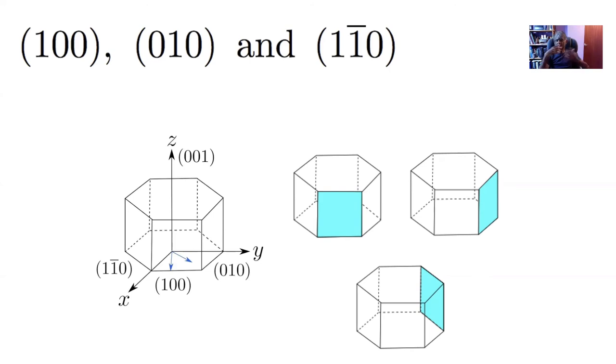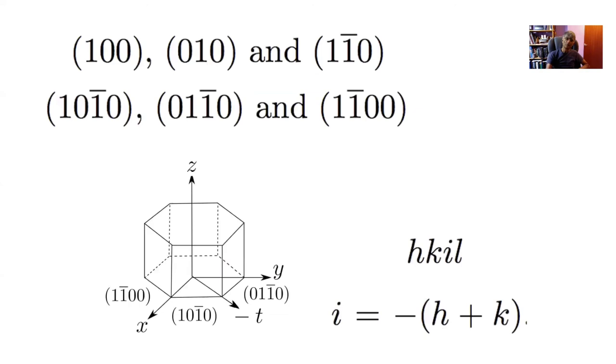Okay, and that is a little bit strange, because when we write the form 100, we mean this, this, and something with different indices, different integers inside our set of indices. Now, to cope with this, we have the Miller-Bravais indices, where an additional axis is plotted. So t points in that direction there, and this is minus t.